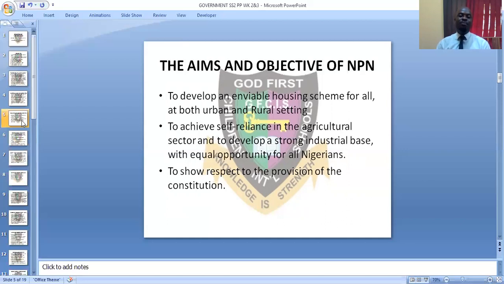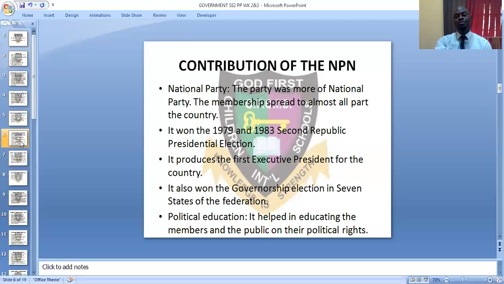Another aim was to show respect to the provisions of the constitution, that is, to respect the rule of law. And with all these aims, let's look at their contributions to the nation at large. This party became a national party as a result of winning the presidential election, and as a result, their members spread to almost all parts of the country, because they were the ones in power. Another contribution was that it won the 1979 and 1983 presidential elections in the Second Republic.